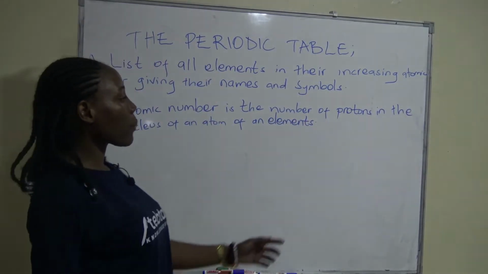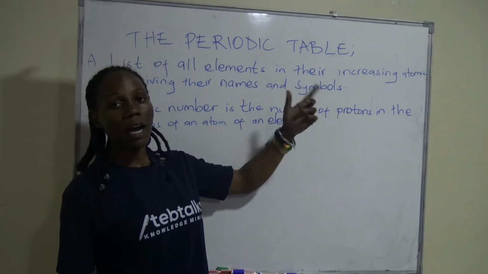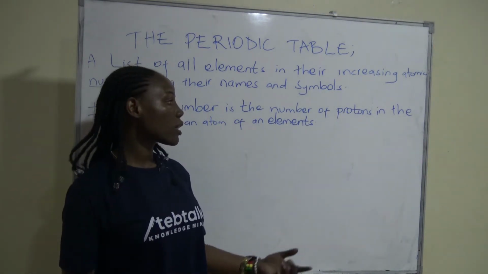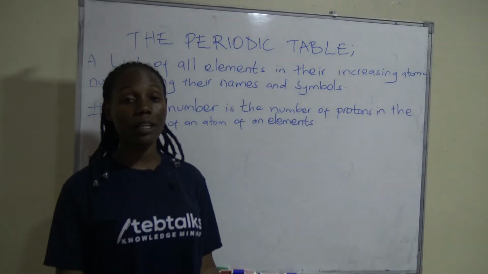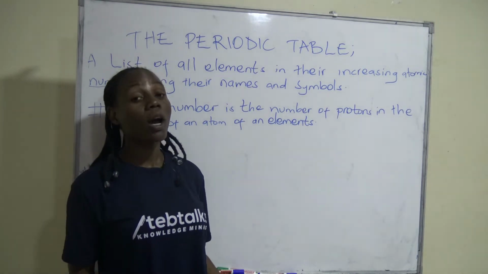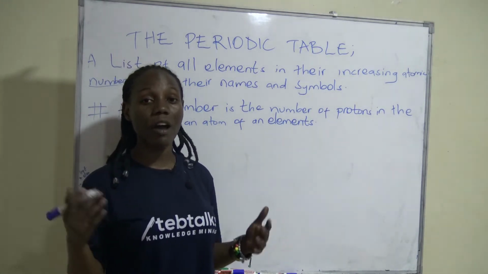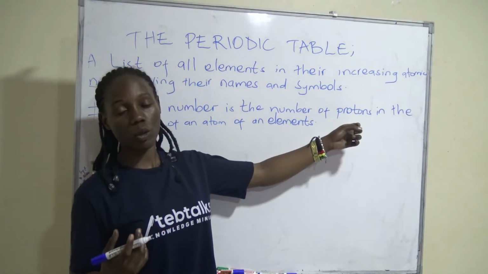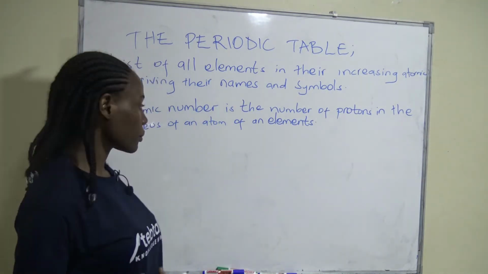And we know that protons are the positively charged particles, and electrons are the negatively charged particles. And the number of protons is always equal to the number of electrons in an atom, because an atom is neutral. For that atom to be neutral, the positive and the negative have to balance.